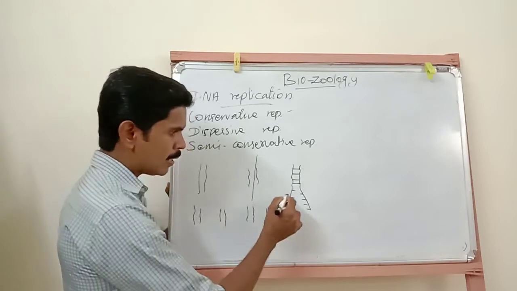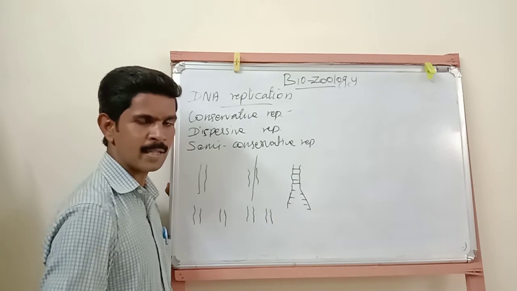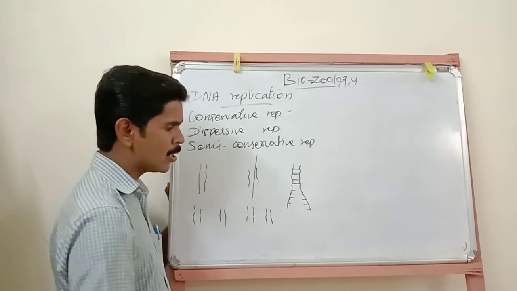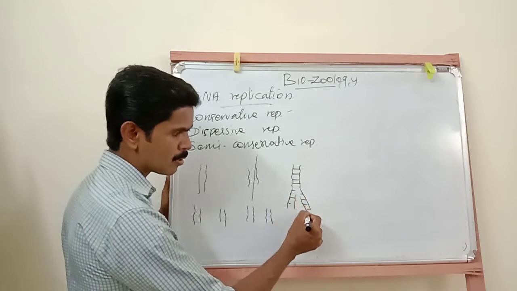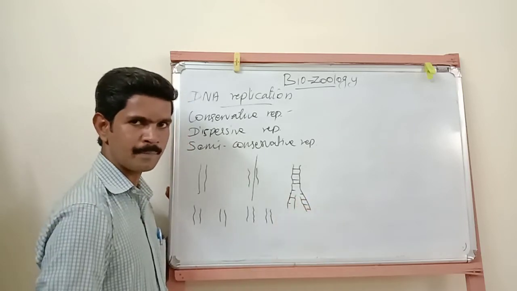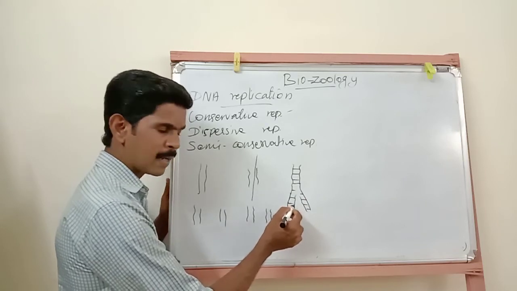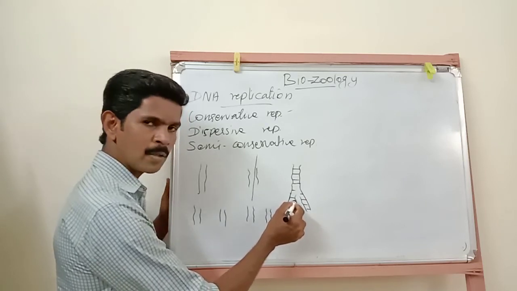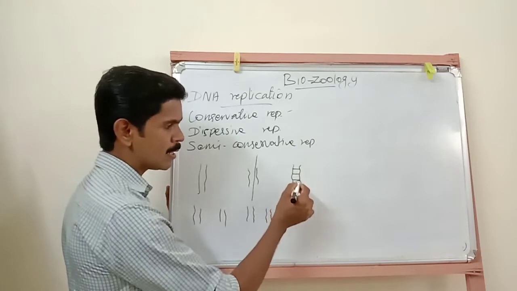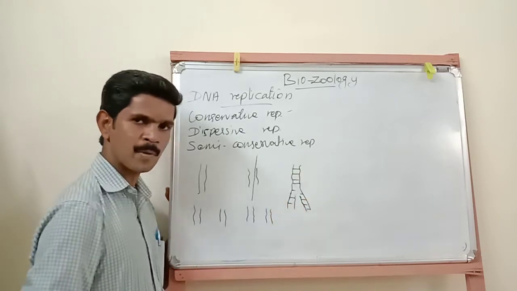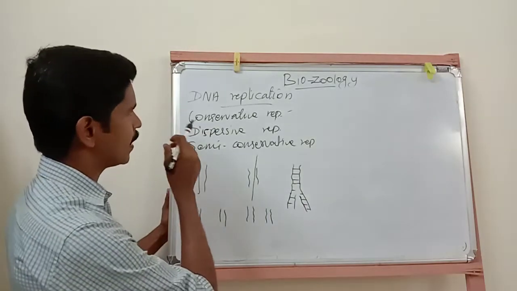Then these strands act as template strands. Template means a mould. This template strand produces a new strand, and this template strand also produces a new strand. The nucleotides present in the template strand pair with the nucleotides present in the new strands. Thus, from a single DNA molecule, two DNA molecules are produced. Hope you understood.